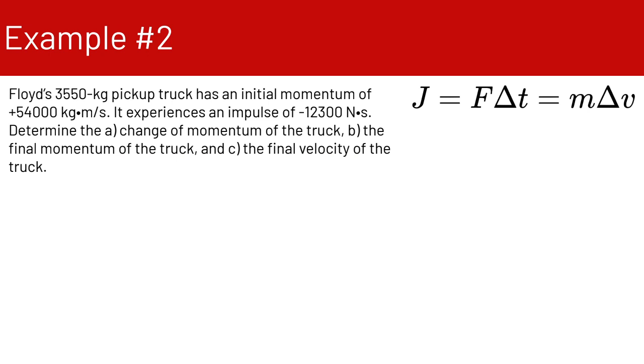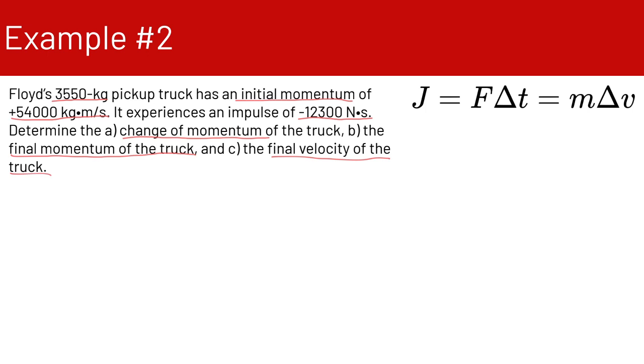So we have Floyd's 3,550 kilogram pickup truck has an initial momentum of 54,000 kilogram meters per second in the positive direction. It experiences a negative impulse of 12,300 Newton seconds. We want to A, determine the change of momentum of the truck, B, the final momentum of the truck, and then C, the final velocity of the truck.